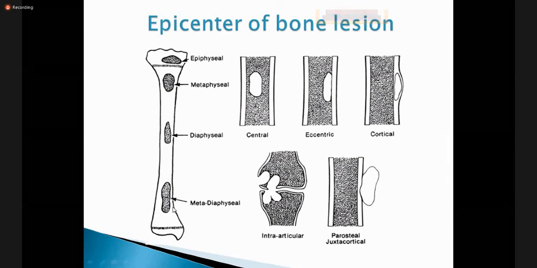This concave portion is the metaphysis. Then here is the diaphysis. So we assess whether there is a metadiaphyseal region or the diaphysis, metaphysis or epiphysis. Then in the bone, whether it is central, eccentric, cortical, or intra-articular along the articular surface, or it is parosteal or juxtacortical, meaning it is outside the bone along the cortex of the tumor. So we have to assess all these locations.